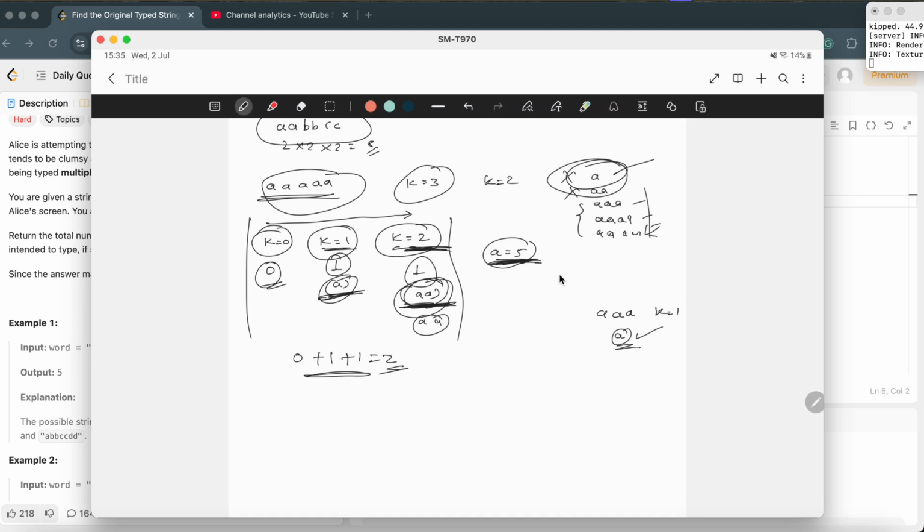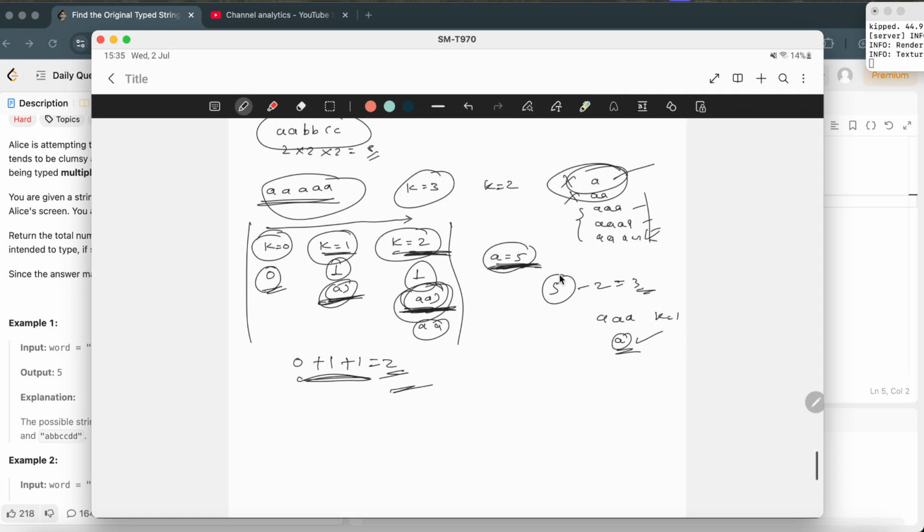So yes, if we add them, 0 plus 1 plus 1, it is basically going to be 2, and two strings are invalid ones. So in total, if there are five strings that we got, 5 minus 2 is 3, which is the answer that we can simply get. Okay, this should be clear, right? So yes, 3 is the actual answer.